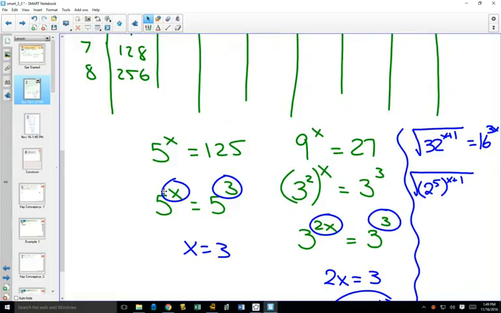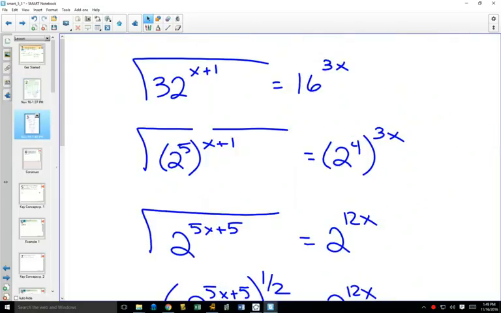Yes? Yeah, the last one you just did, how did you know that? Or do I always? I just made sure that I chose things that were in the same column chart. So if they're in the same column chart, you can change things to the same base, and they'll work.